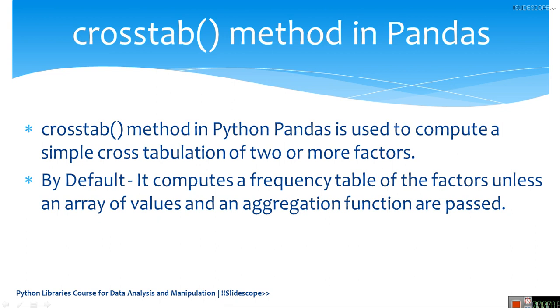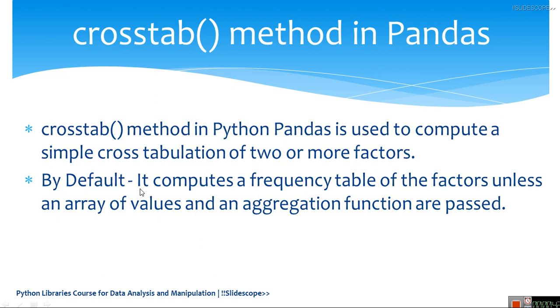So the cross-tab method in Python pandas is used to compute a simple cross-tabulation of two or more factors. Whenever we have a data set, there can be any number of factors, and if you have to compute the simple cross tabulation of two or more factors, you can use the cross tab method. Now you will understand the meaning of this line when we see some examples.